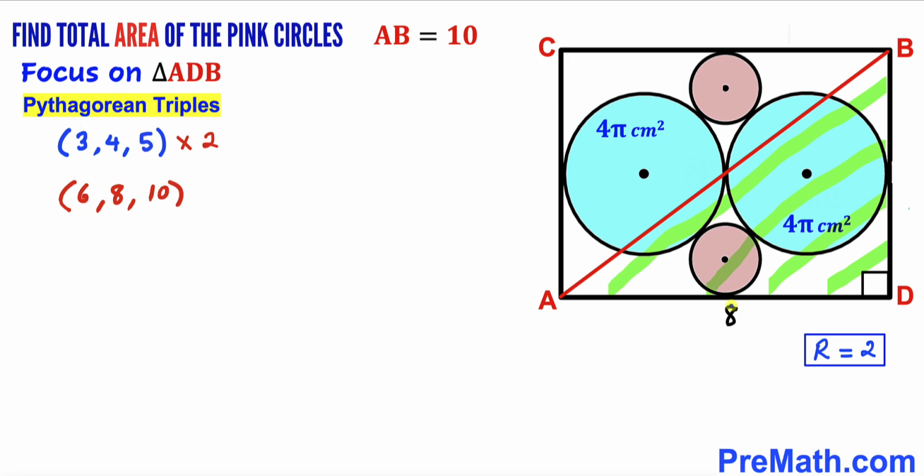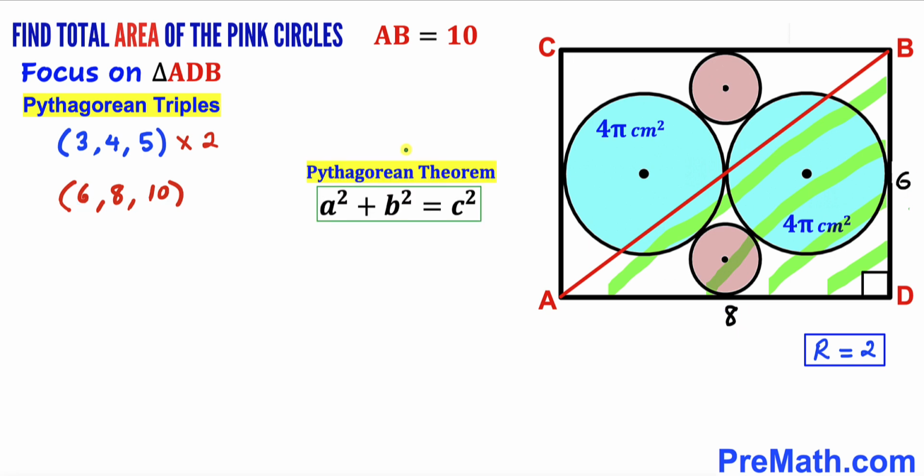Since we know that this number is 8, and this AB is 10, this unknown side is going to be 6 centimeter. So our BD length turns out to be 6 centimeter. By the way, you may use the Pythagorean theorem to figure out this unknown side length.